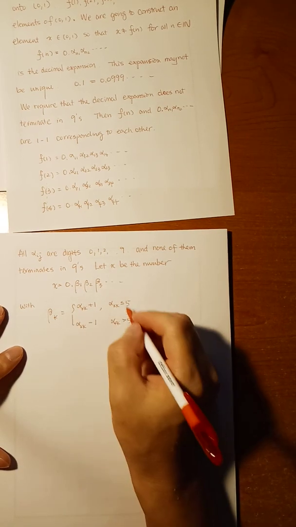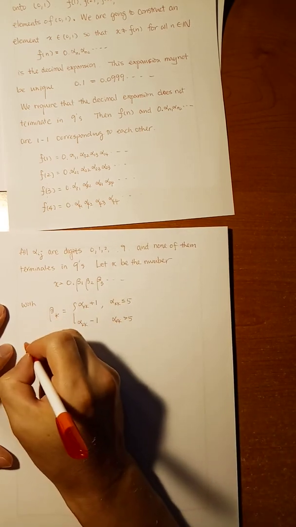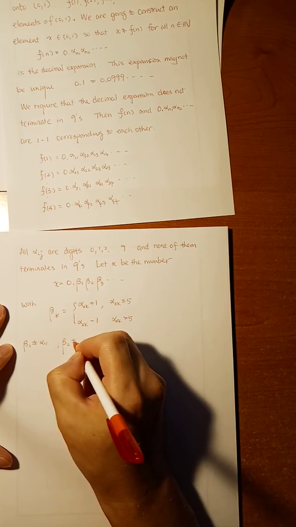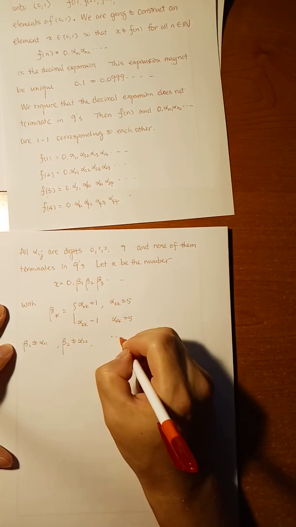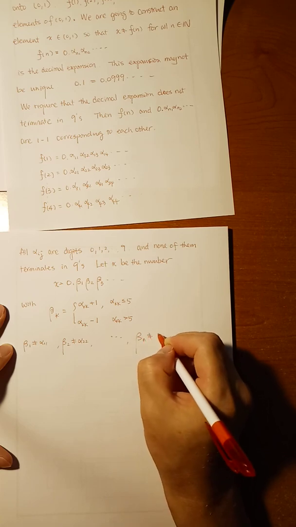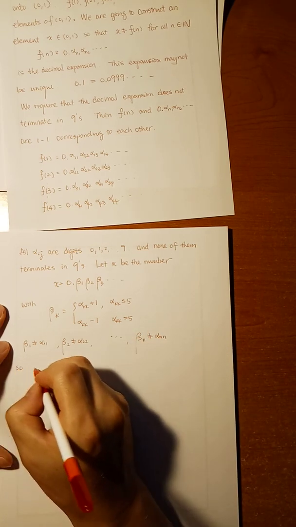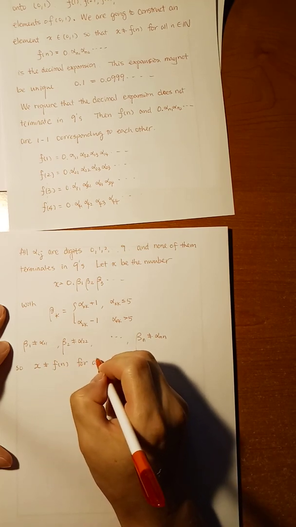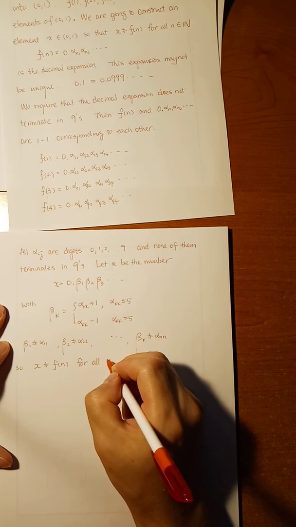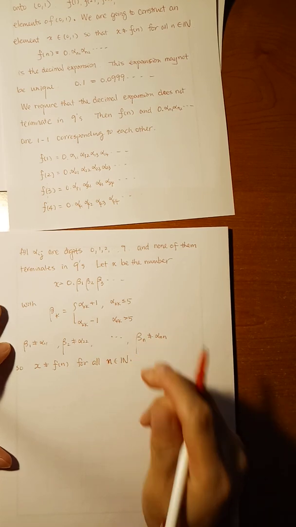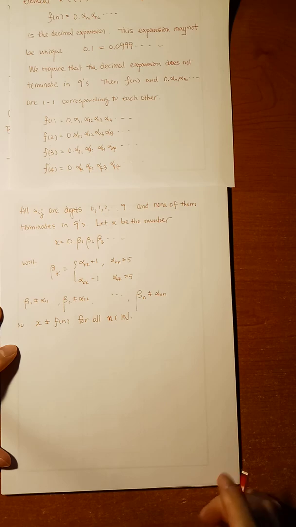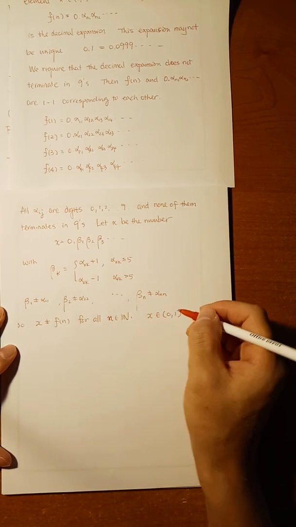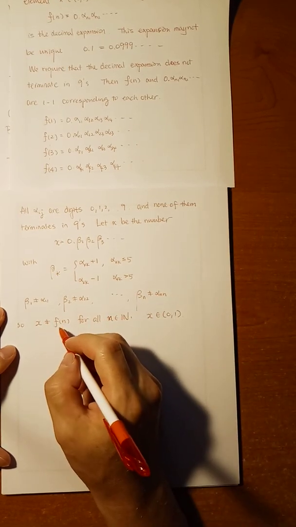Okay, good. Then by this construction, beta 1 is not equal to alpha 1,1. Beta 2 is not equal to alpha 2,2. And beta n is not equal to alpha n,n. So x is not equal to fn for all n in the set of natural numbers. And we also know that x belongs to the interval (0,1). It's inside (0,1), but it's not equal to fn.